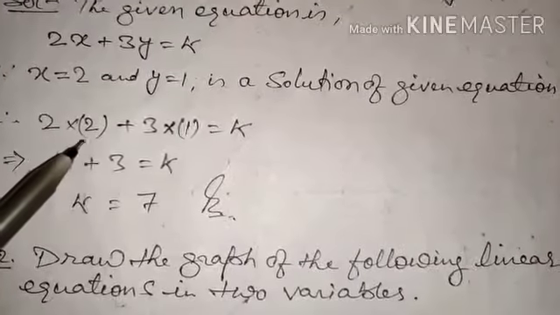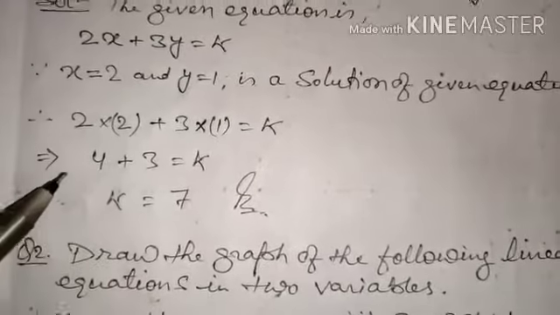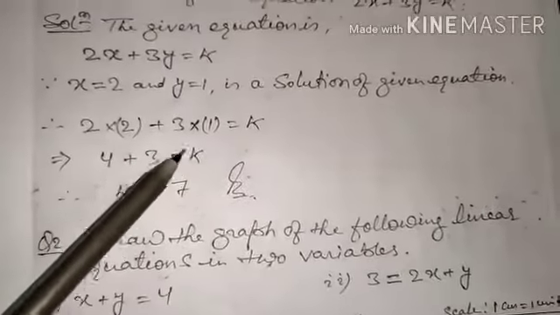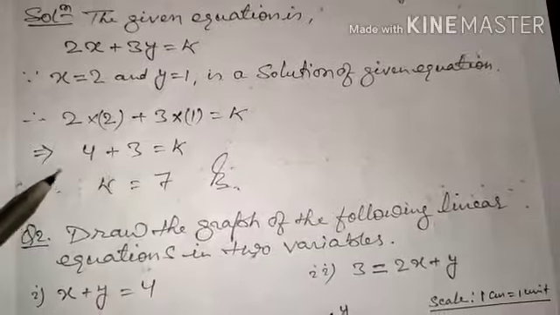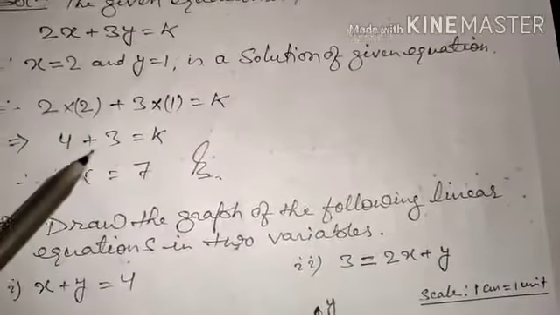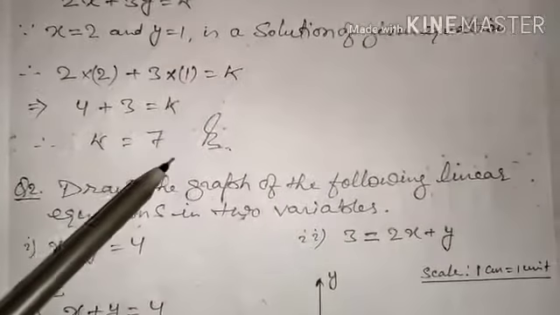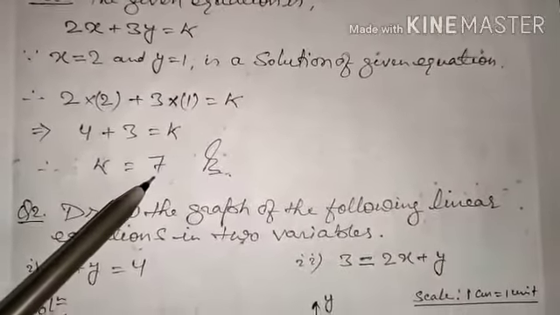So we substitute these values: 2 into 2 plus 3 into 1 is equal to k, that is 4 plus 3 is equal to k. Easily now we have an equation in one variable, that is k, and we can easily get the value of k as k is equal to 7.